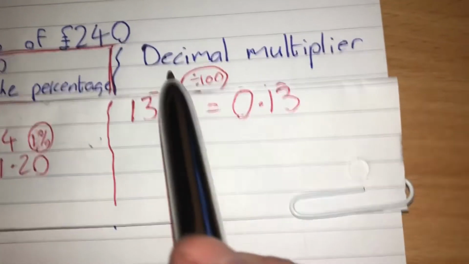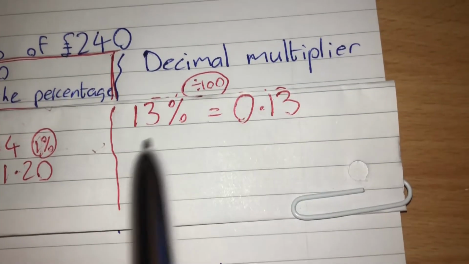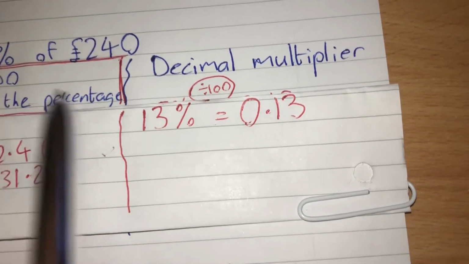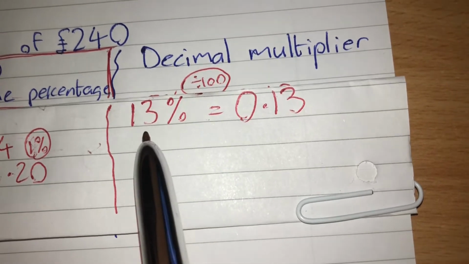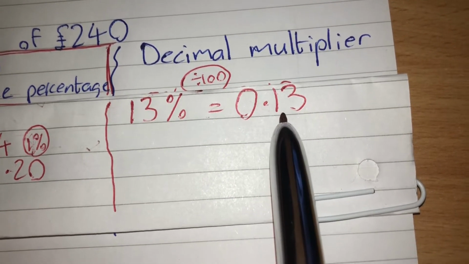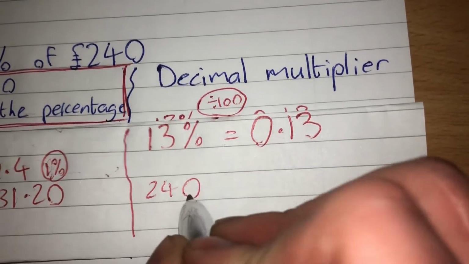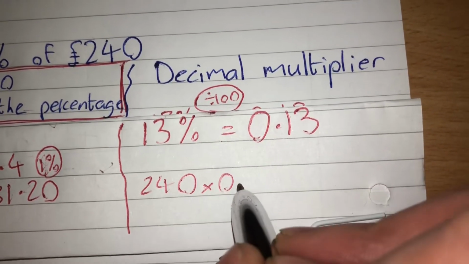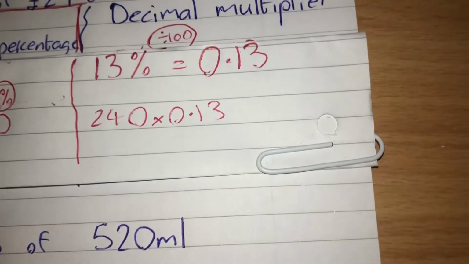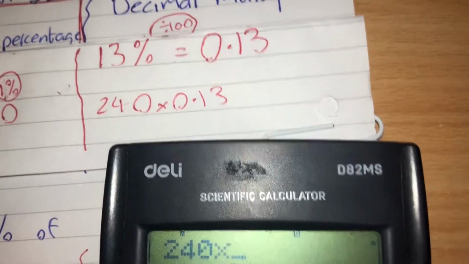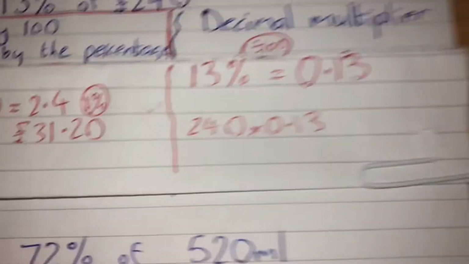The second way is what's known as using a decimal multiplier. So what I do in these, if I want to tackle it this way, is I consider the percentage, in this case it's 13%. I use its decimal equivalent, so 13% as a decimal is 0.13. And I just multiply the amount by that decimal. So 240 by 0.13. And again, just to show you in a calculator, that will give me the same answer. Okay, so 31.2.